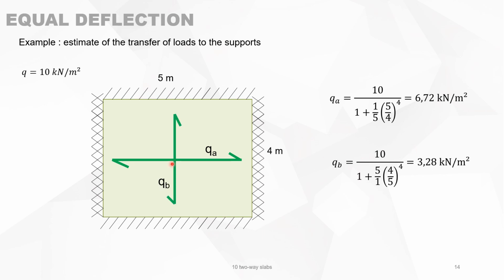We apply the same formula in the other direction. So it's the total load divided by 1 plus, this is now omega B, which is 5. Omega A is 1. And then the length of B is 4 and of A is 5. So we arrive at 3.28. We can do the check. We add them both up and we see that we arrive at 10, which is what we expect.